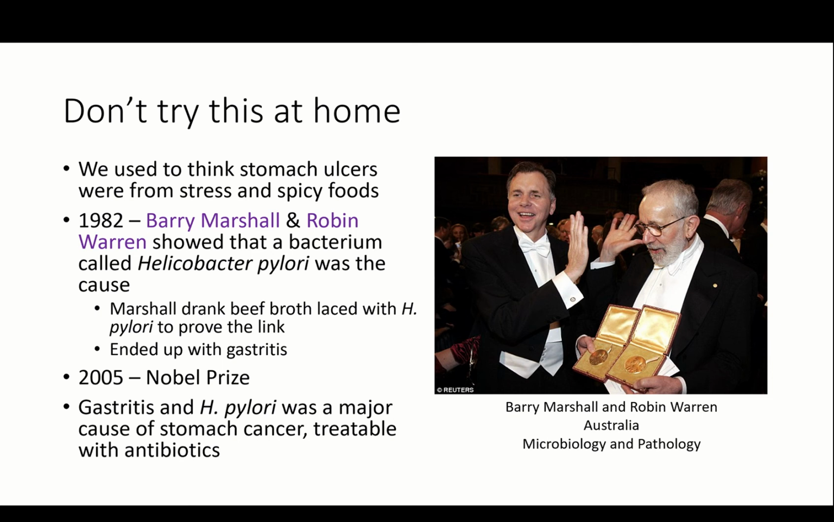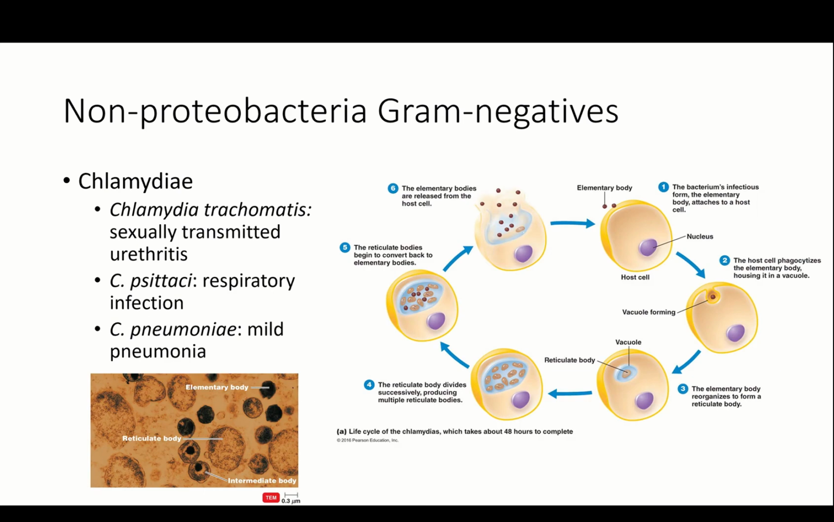So they went on in 2005, a little over 20 years later, to win the Nobel Prize for this discovery. As it turned out, and the reason why is because it wasn't just a cure for gastritis, it wasn't just a cure for peptic ulcers, but actually Helicobacter pylori is a significant cause of stomach cancer. And so in a way, we sort of cured cancer here because all it took was an antibiotic, and now we've reduced a significant cause of cancer, especially in the developing world.